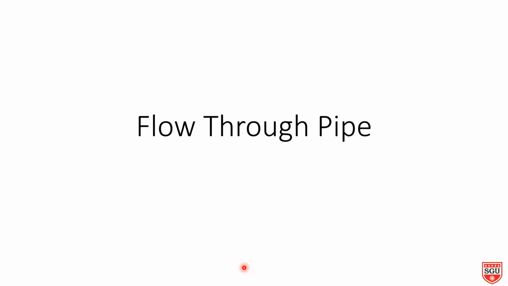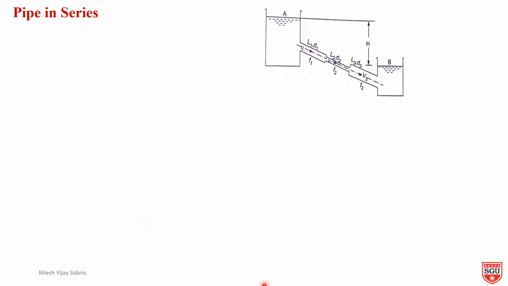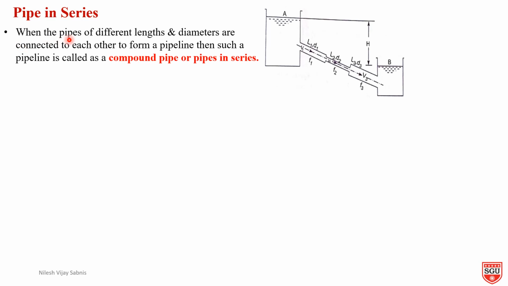Good afternoon. Today we will see the flow through pipe remaining points. First is pipe in series. In this diagram you can see there are two tanks which are connected by three different pipes. When pipes of different lengths and diameters are connected to each other to form a pipeline, then such a pipeline is called a compound pipe or pipes in series.